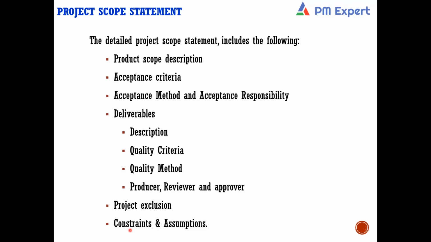Right. So assumptions should be mentioned, right? When you mention assumptions in the scope statement, you take care of any invalid assumption also. Because see, any invalid assumption by the delivery team can be a source of risk. Yes or no?